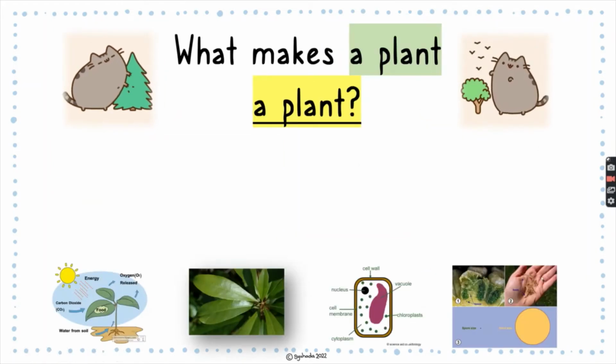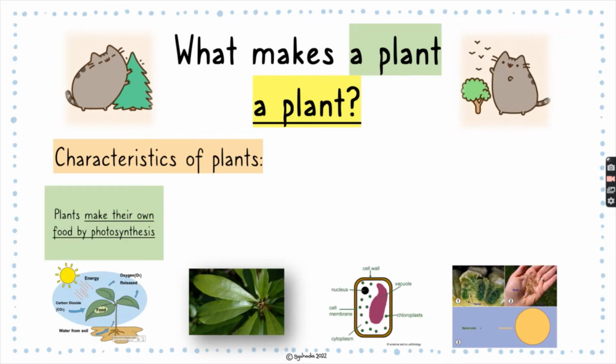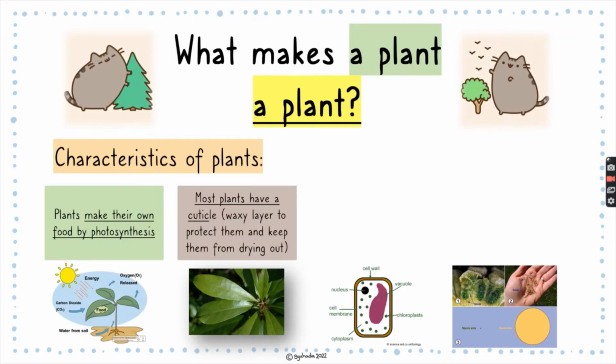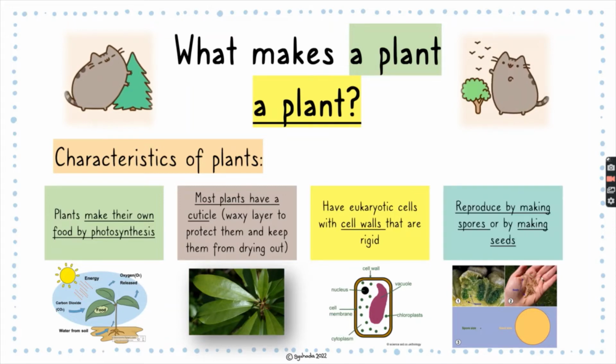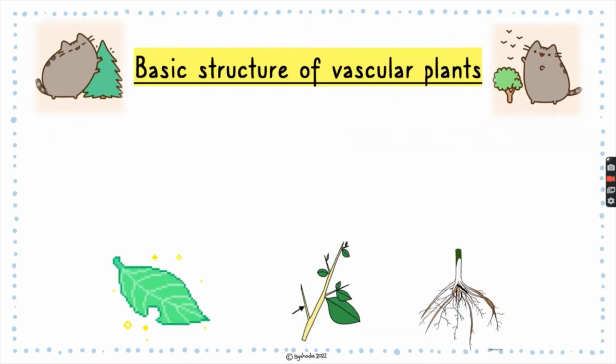So what makes a plant a plant? The characteristics of plants are that they make their own food by photosynthesis. They have a waxy cuticle, a waxy layer to protect them and keep them from drying out. They have eukaryotic cells with rigid cell walls, and they reproduce by making spores or making seeds.